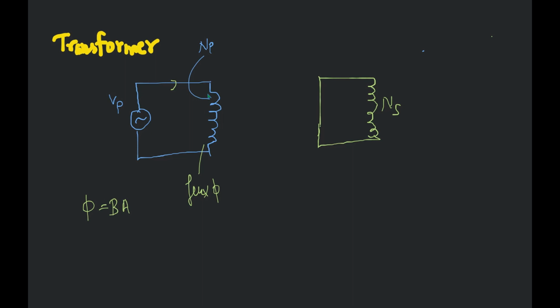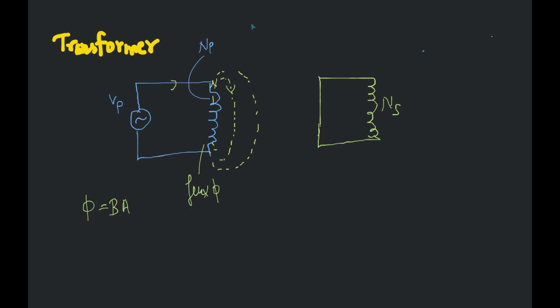If we look from here and the current flows in a clockwise direction, then it should be north pole or south pole? It should be north pole, right? Yes, sir. Because the magnetic field will go in this direction. We treat it as a north pole, and when there is a change in the magnetic field and magnetic flux, the magnetic field of this coil also changes, and we place a soft iron core here.